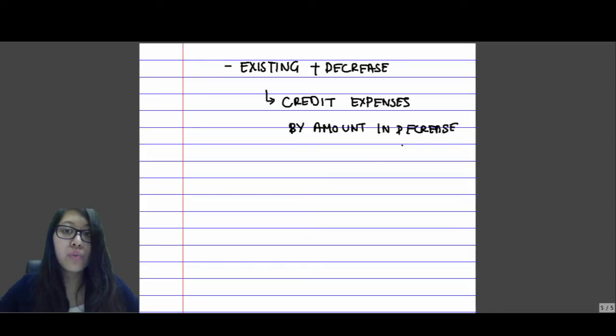in decrease. So when we credit an expense, that technically means we're reducing our expenses. So we're going to reduce our expenses by the amount in decrease, which was $10. $10 is achieved by 40, my second year allowance, deducted with 30, which is my new year allowance. So $10 is going to be added to my SOPL. And again, a new allowance is recognized. So this year, I'm going to deduct $30 allowance from my trade receivables figure.